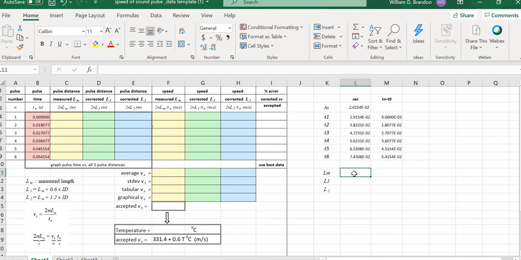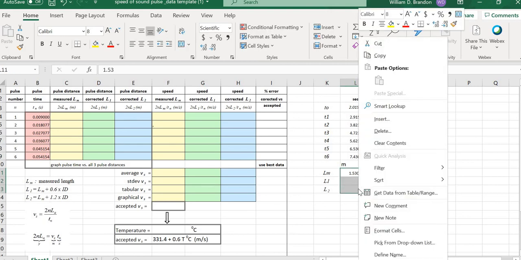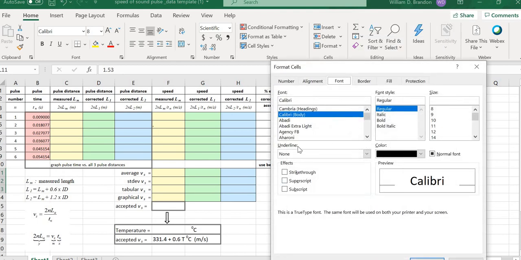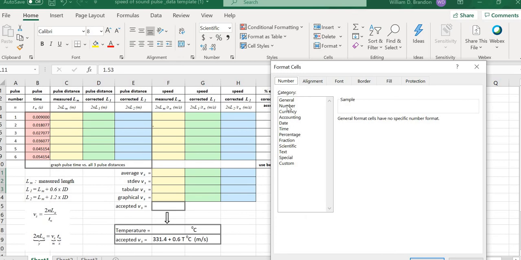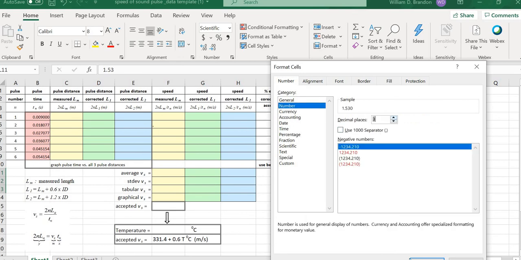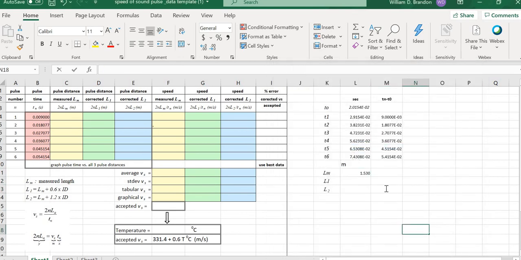So I measured the length of the pipe. This is the length of the pipe. It was 1.530 meter. Now let's put a meter up here. And notice it changed it to scientific notation, which I don't really care for in this case. So I'm going to change that back. I'm just trying to teach you, so it's good to see all this stuff. Format those cells and make them number. Go to number, and then we're going to need about 3 decimal places to the nearest millimeter. There we go.